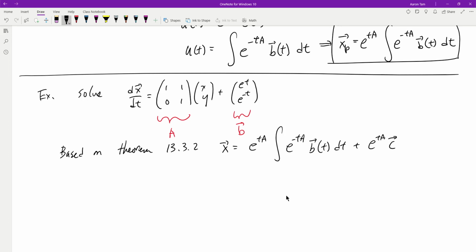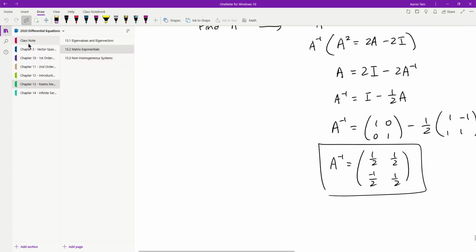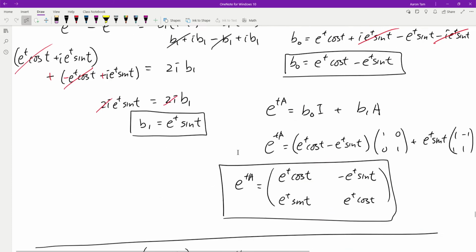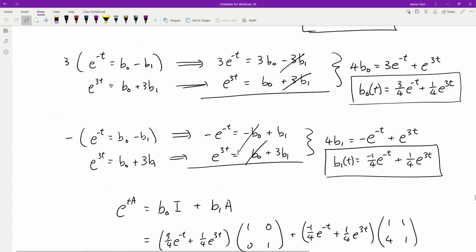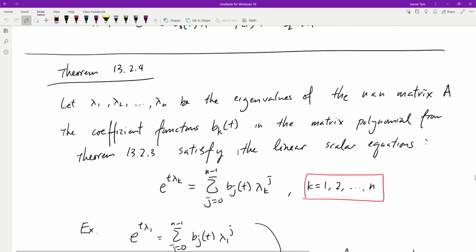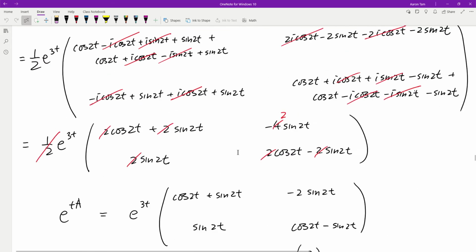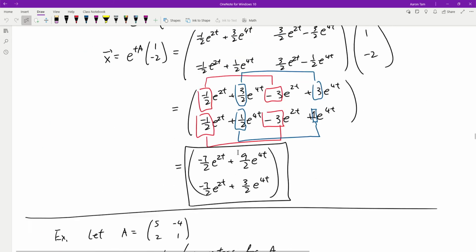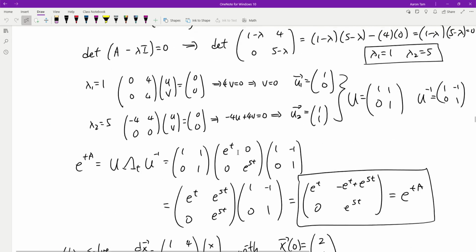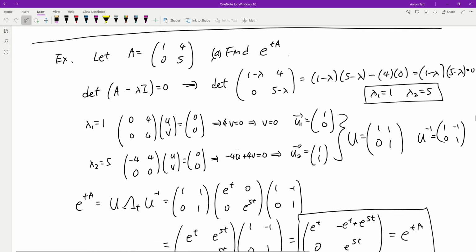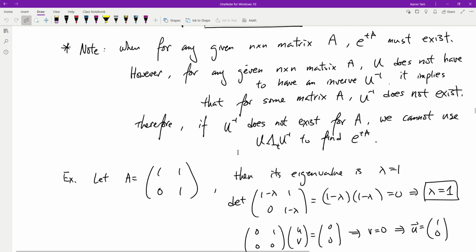So how do we proceed with this thing? Well, lucky for us, we actually know the e to the tA for this particular matrix [[1,1],[0,1]]. We used that as an example back in 13.2. So if you take a minute to go back and look for it, you should be able to see it. Let me see if I can find it right now. Nope. Nope. Nope. Oh, right here. Oh, nope, that's not it. That's the eigenvalue matrix U.